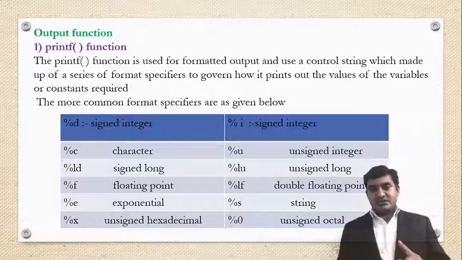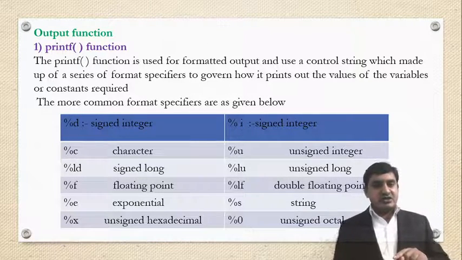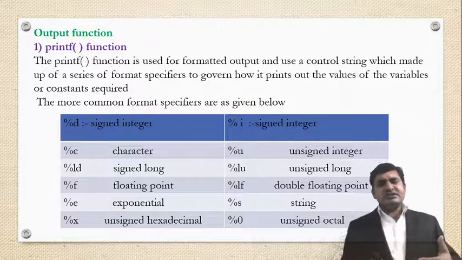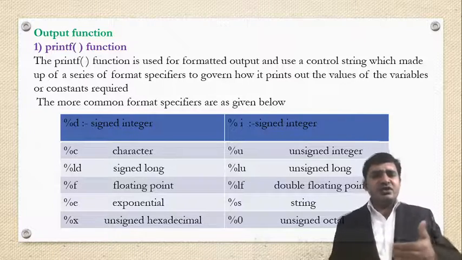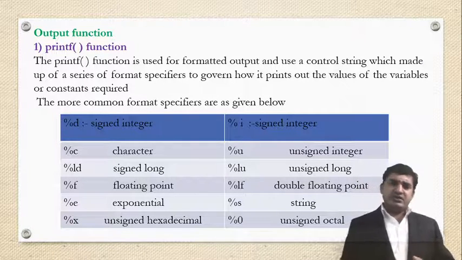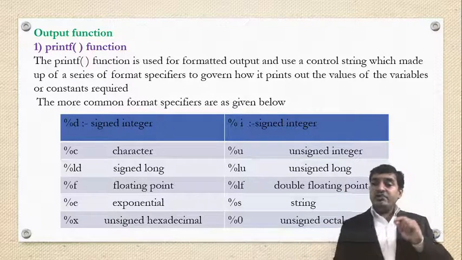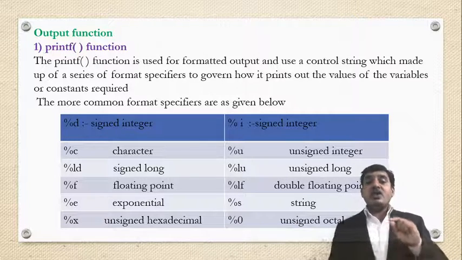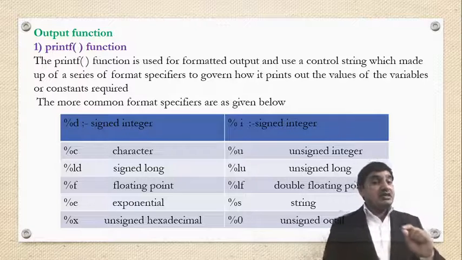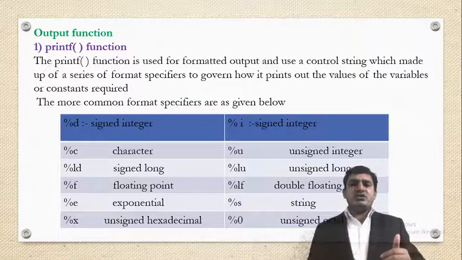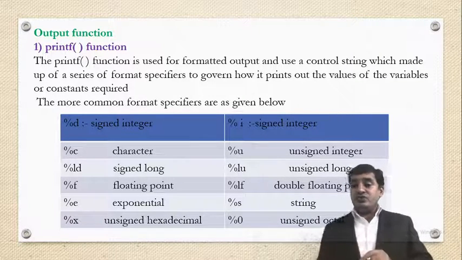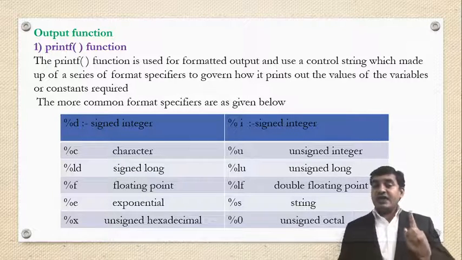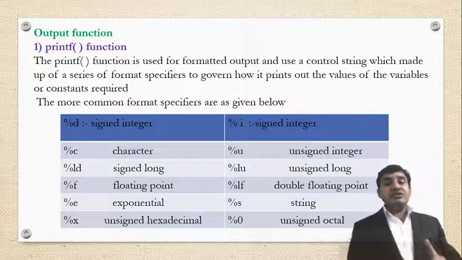Percentage c, character. In a scanf function, we use a control string which consists of data, that is, we can give input as integers, floats, characters, strings. Percentage c is used for character. Percentage u is used for unsigned integer. Percentage ld is a signed long integer. Here l is used as a prefix because the integer is a long integer. Percentage lu is an unsigned long integer.